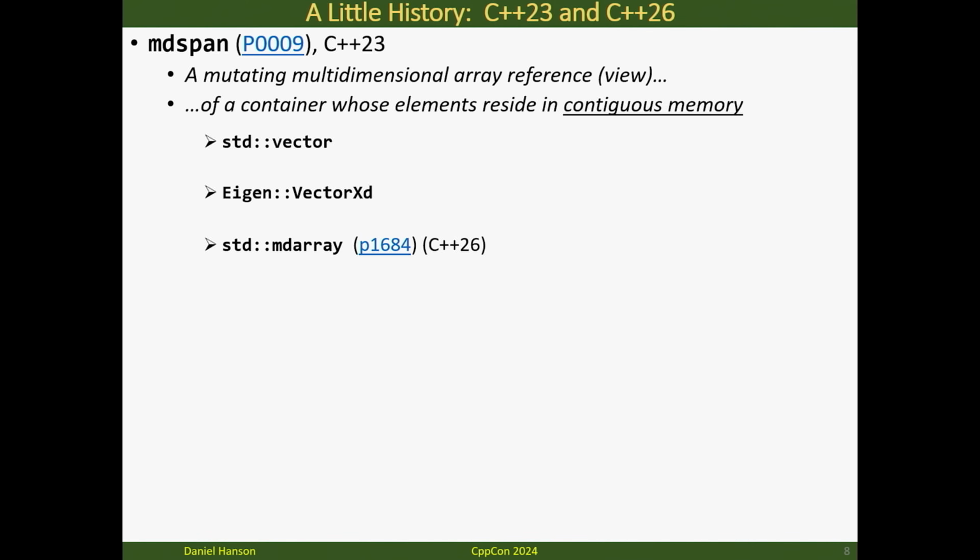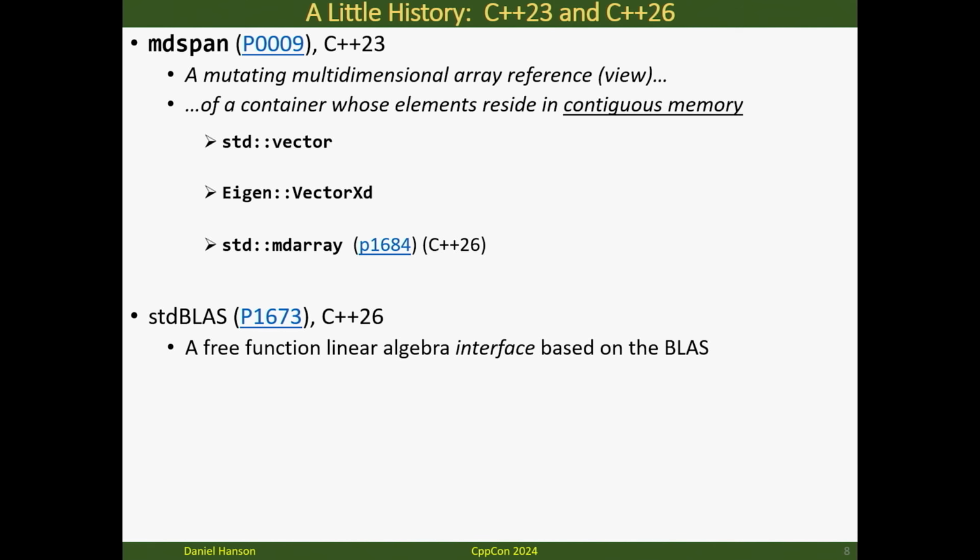And then there's mdarray, which is the owning analog of mdspan, and that's due out in C++26. It's proposal 1684. But the reason I mention this is the new linear algebra features that have been accepted for C++26 use mdspan to represent matrices and vectors.